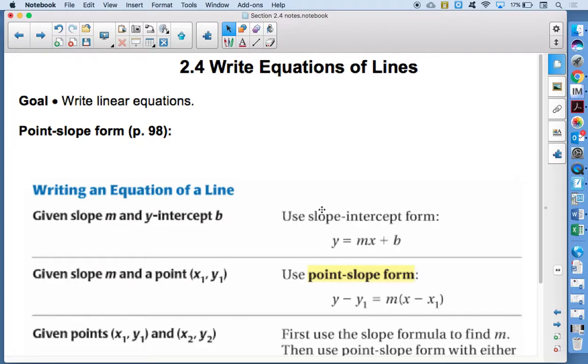It's page 15 in your packet. We're going to look at slope-intercept form and then also point-slope form. Do you guys remember point-slope form?